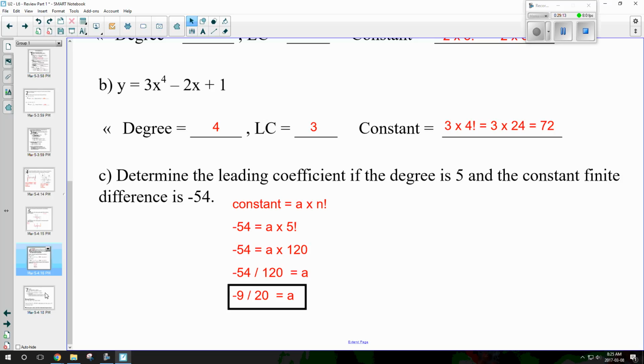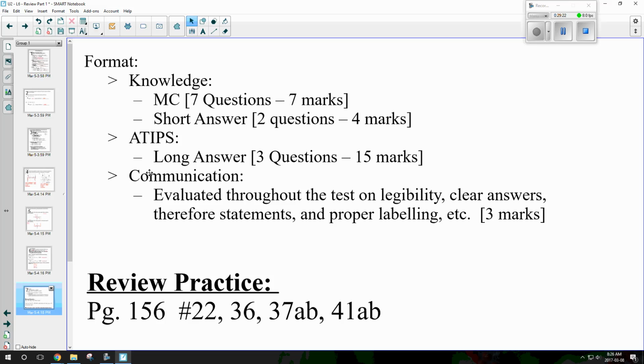That is it in terms of concepts that we have covered for this first half of our unit. You'll notice on the last little bit of your handouts that I have your format of your test. Remember, it'll be a very similar format to your last test, but slightly smaller since we only have half of our unit that we've covered so far. You will have multiple choice questions. There will be 7 of them.